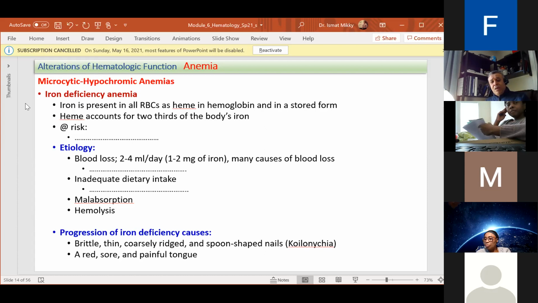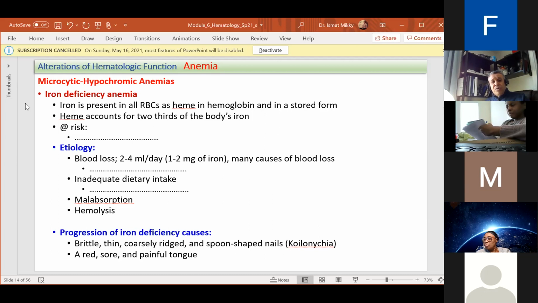So, etiology: blood loss, you can see 2 to 4 mLs per day. There are many causes of blood loss: surgery, hemorrhage, medications, cancer. Also inadequate dietary intake. Out of the iron that we take, most of it is going to be stored, but 5 to 10% of the ingested iron is going to be absorbed.